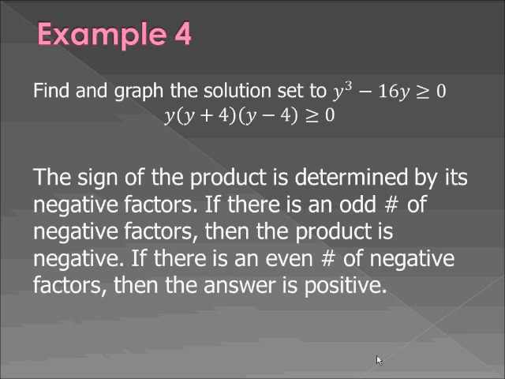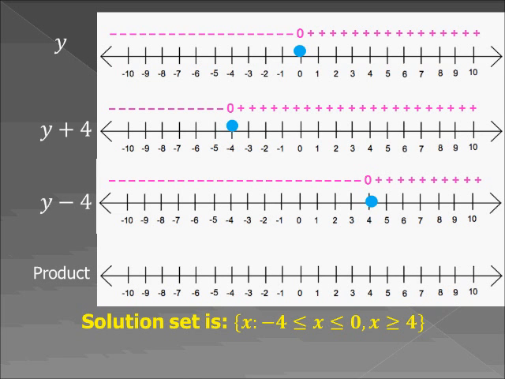Now, the sign of the product is determined by its negative factors. If there is an odd number of negative factors, the product is going to be negative. If there is an even number of negative factors like 0, 2, 4, etc., then the answer is positive because all those negative factors will cancel each other out. Alright, so here we go. You see the solution set below? There's the product. You put the zeros down again. Negative 4, 0, and 4.